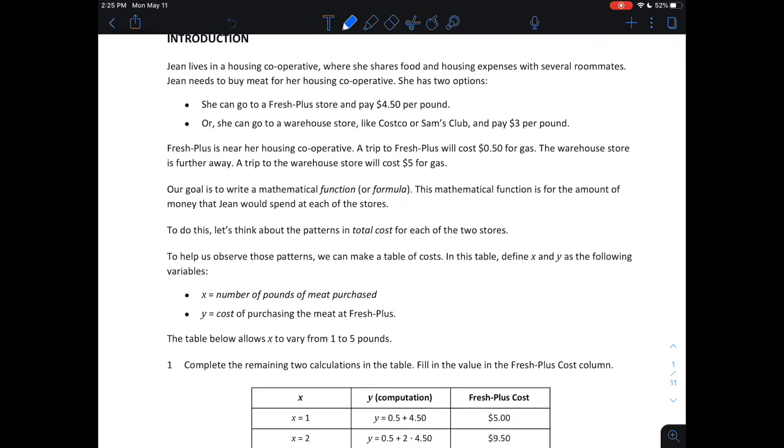To do this, let's think about the patterns in total cost for each of the two stores. To help us observe those patterns, we can make a table of costs. In this table, define X and Y as the following variables. X is the number of pounds of meat purchased, and Y is the cost of purchasing the meat at Fresh Plus. The table below allows X to vary from 1 to 5 pounds.